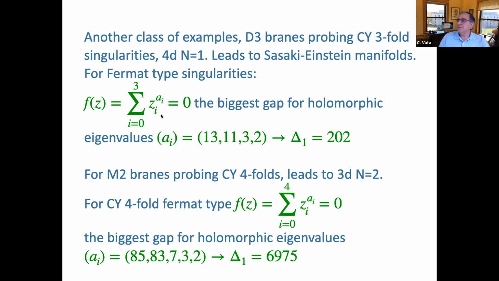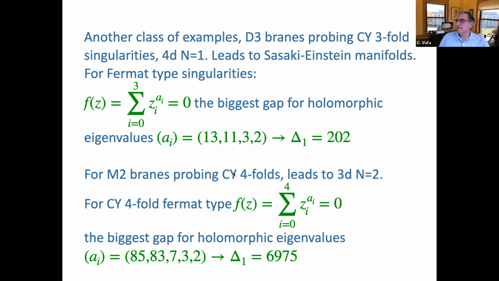So for the case of Fermat type, for all the A_i that you choose, the one which gives you the biggest gap is for the exponents to be 2, 3, 11, and 13. And this gives you the dimension of the first spin-2 operator, which is in this case a chiral spin-2 operator, 202 in this example. That's quite big, but anyhow, it's bounded. No matter what other Fermat type you use, it cannot be bigger than this.